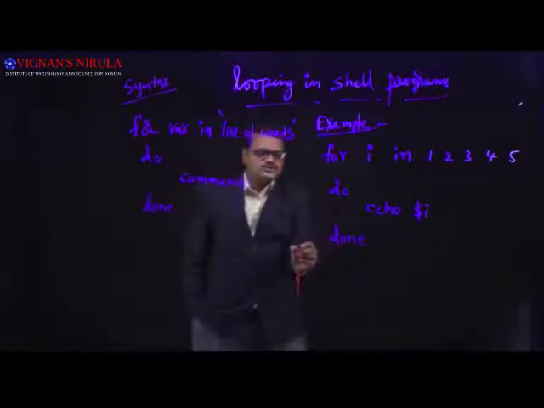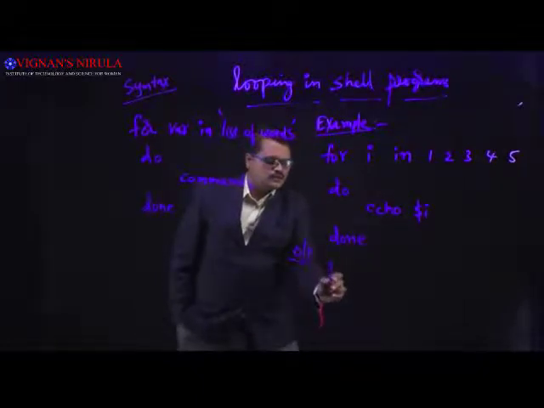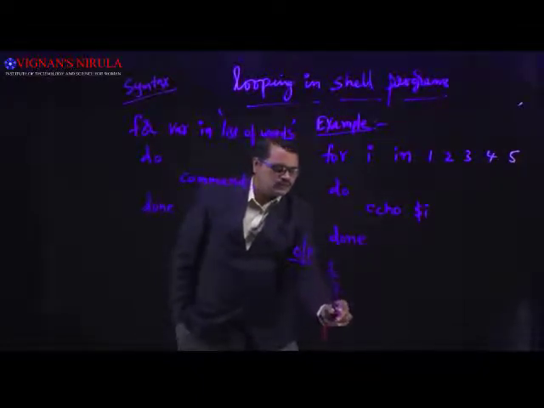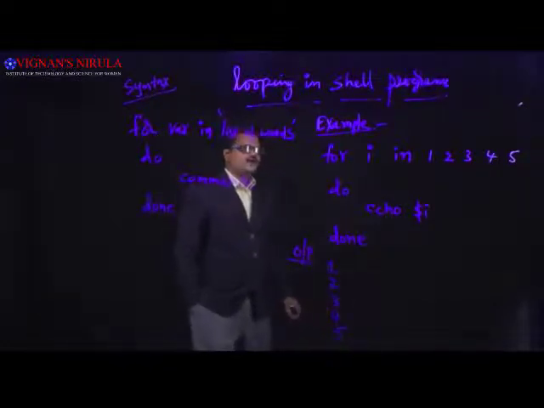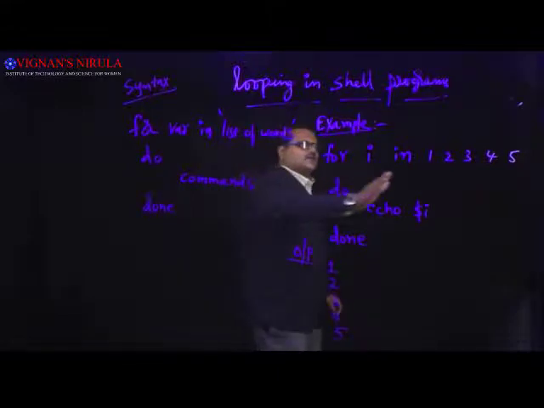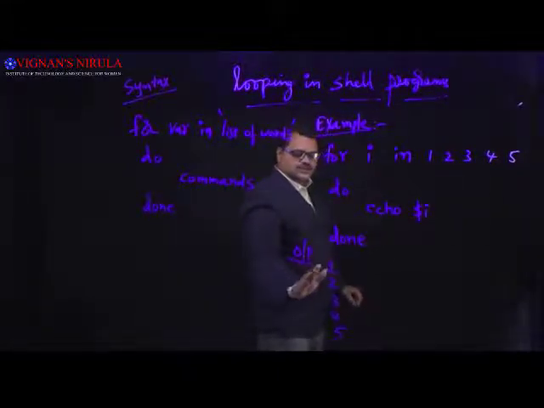What is the associated output? We get the output as 1, 2, 3, 4, 5. For I in 1, 2, 3, 4, 5 do echo $I done. The output is 1, 2, 3, 4, 5.